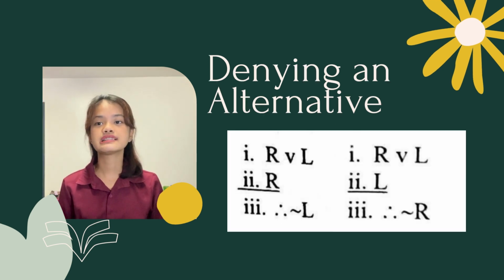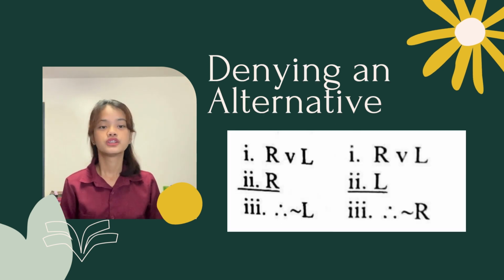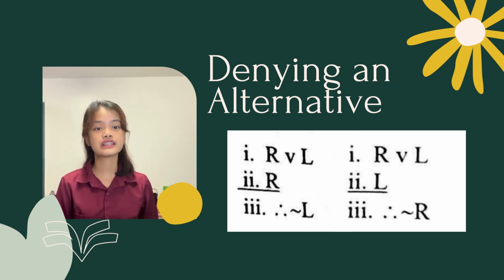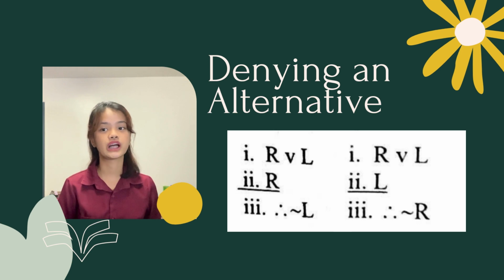The structure for this invalid argument is as follows. First, either A or B. Second, A. And for our conclusion, therefore not B. Or yung structure pwede rin maging first, either A or B. Second, B. And for our conclusion, therefore not A.